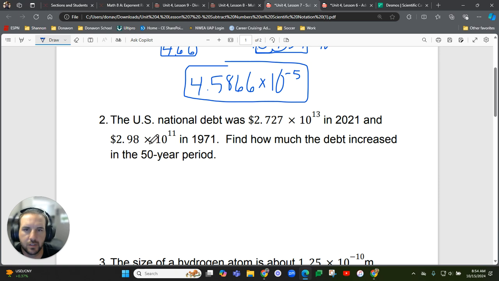First thing I need to do is convert this number right here to a power of 13. Again, I'm going to move the decimal place over twice. So it's 0.0298 times 10 to the 13th. I'm going to rewrite it like this so you can see what I'm doing. So 7.27 times 10 to the 13th minus, and I'm going to line this up, 0.0298 times 10 to the 13th.